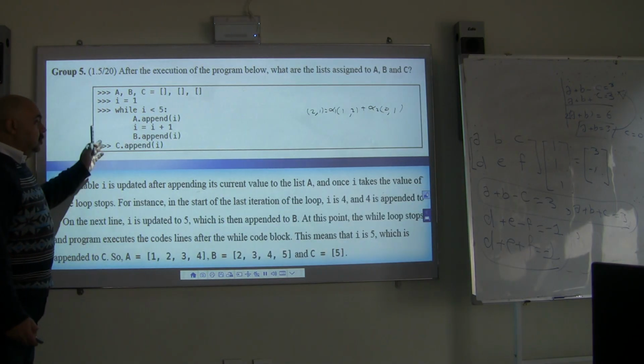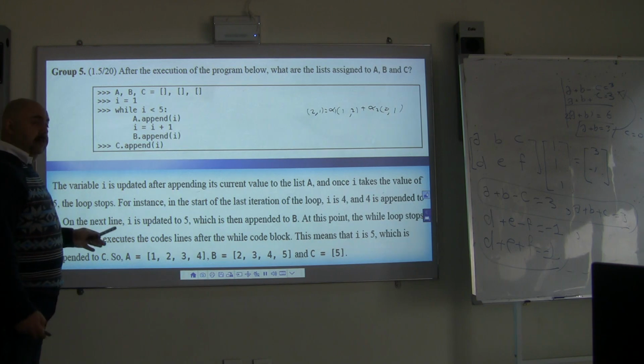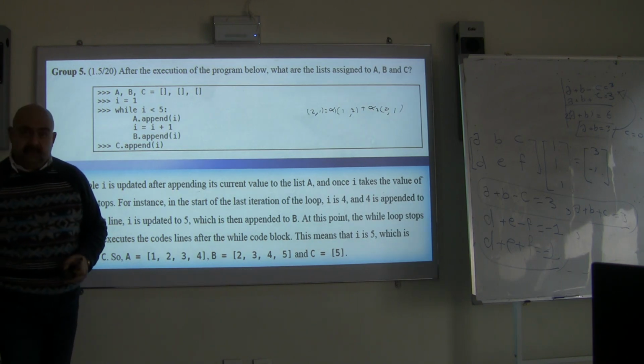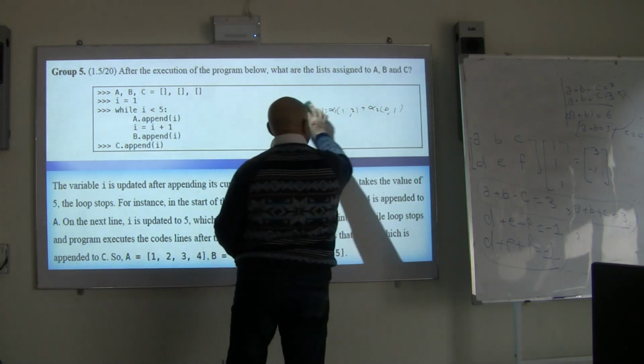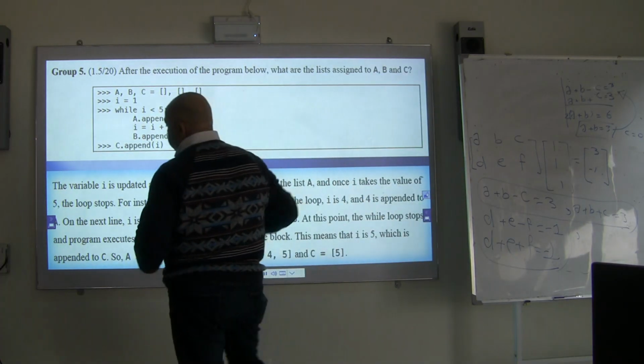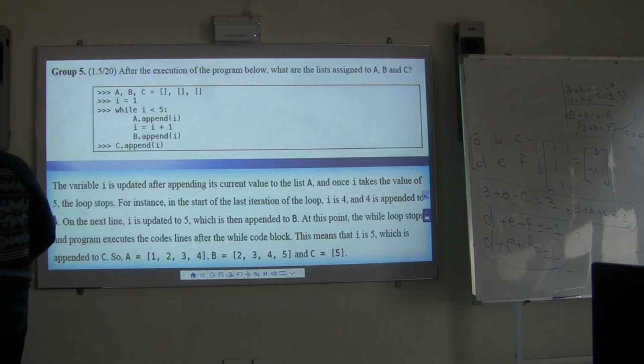This is a Python question. Just go through, try it on your computer. It's very, very simple. So the direct answer will be in front of you easily. Okay.